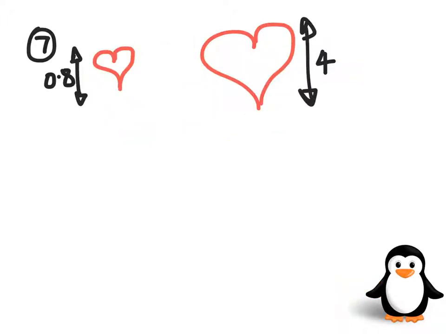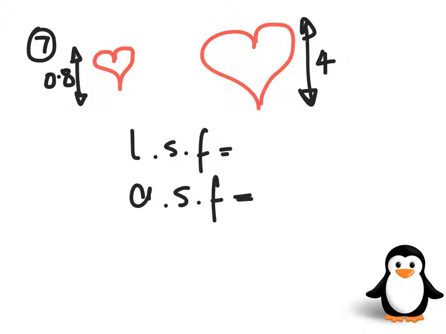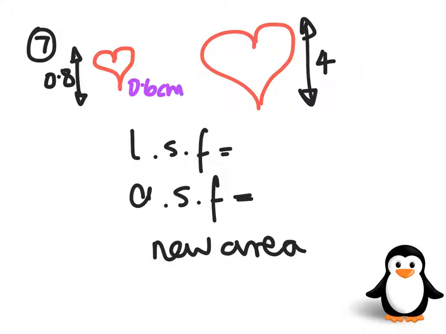Question 7. We're pretty good at these. The linear scale factor is, and then we work out the area scale factor, and then we can work out what the new area is. Okay, we know the area of the small one, it tells us is 0.6 centimetres squared. Okay, we're trying to work out the area of the big one, so that's going to tell you what goes on the fraction top and bottom. Remember, we need to square that, and then we times it by the 0.6 to work out what the new area is.